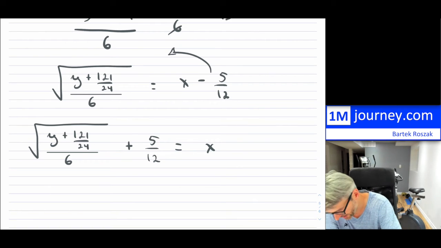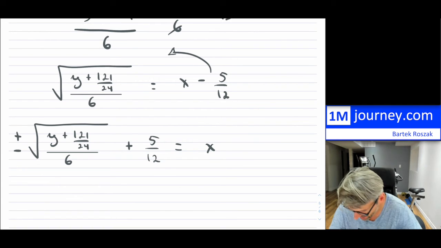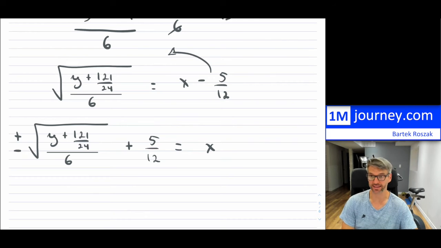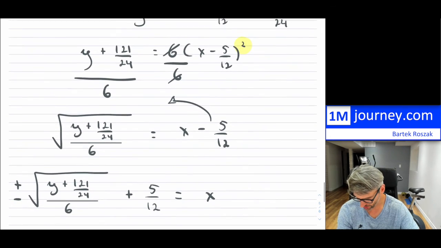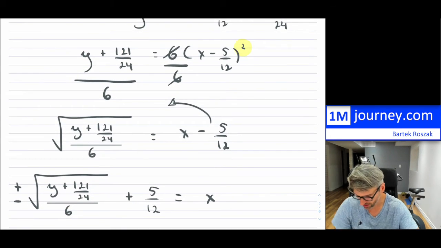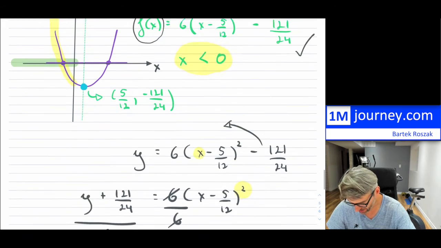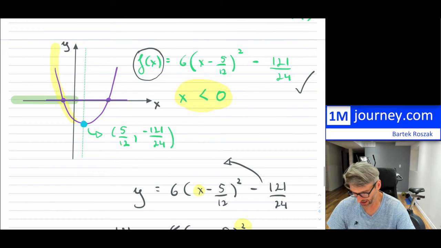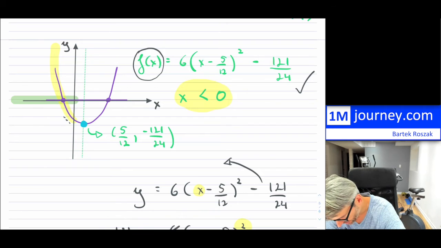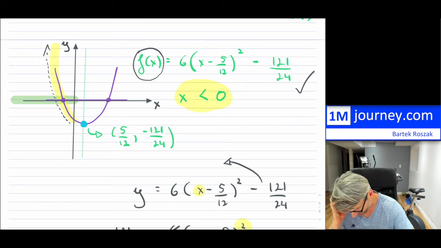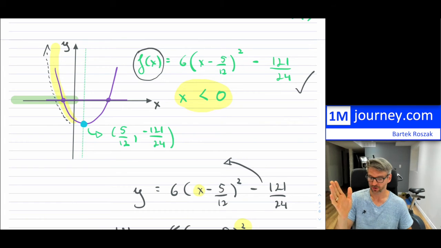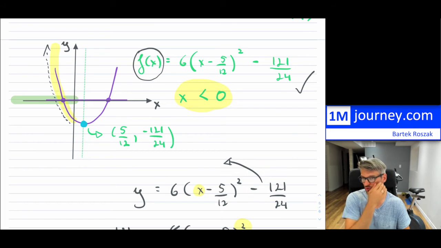Now remember that this is going to be plus or minus. Which one are we going to pick? Are we going to pick the positive or the negative one? Because we're only looking at this piece right here, the piece we're trying to find, the inverse of that. So we're going to have to reflect it back along the line y is equal to x. And what is that going to be?